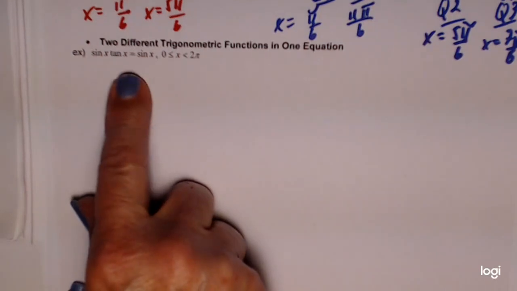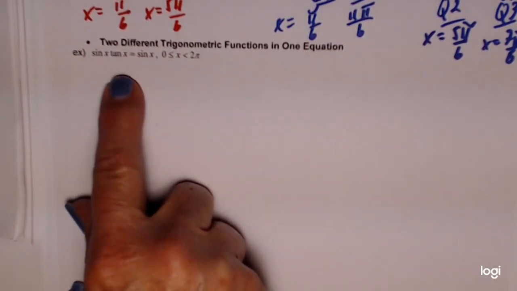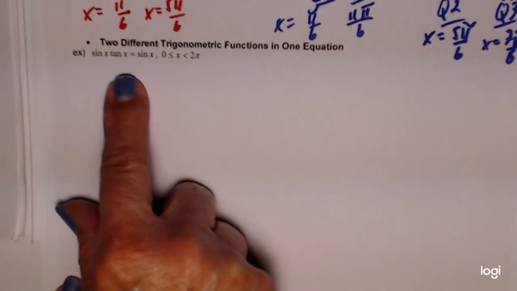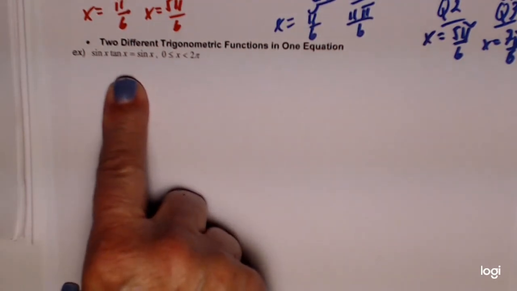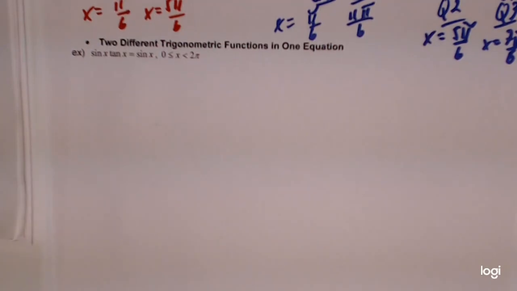And the approach we're going to take with these is we are always going to try to factor them so that we are able to separate the two different trig functions in two different factors, which will then give us two different equations that we'll be able to solve. So before we jump into that, let's take a look.